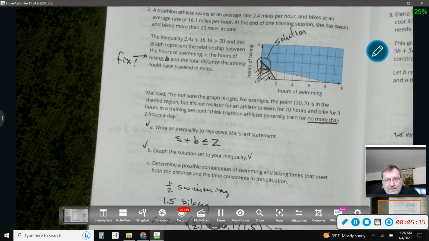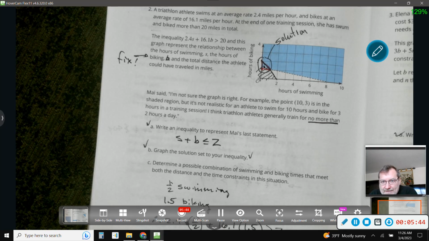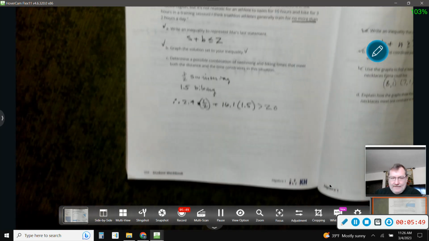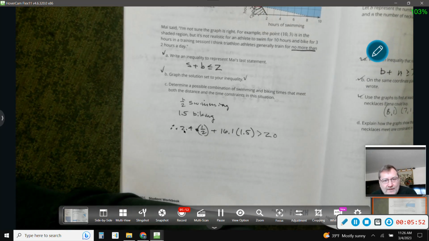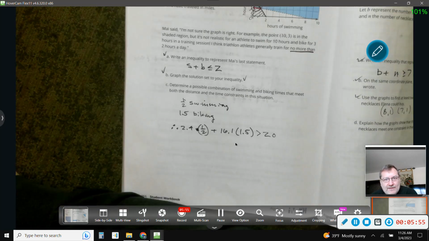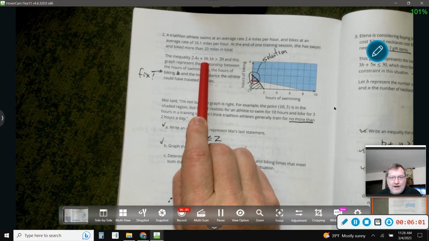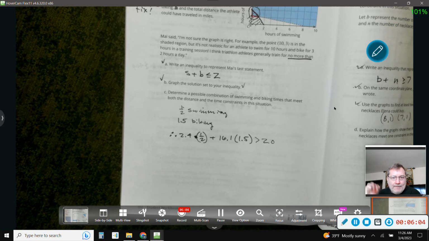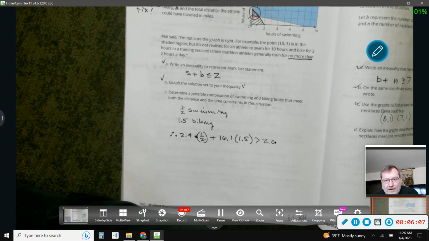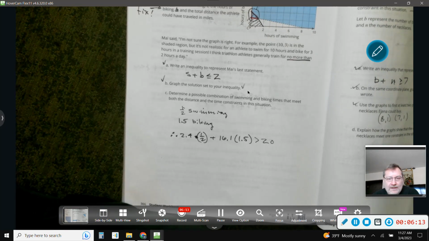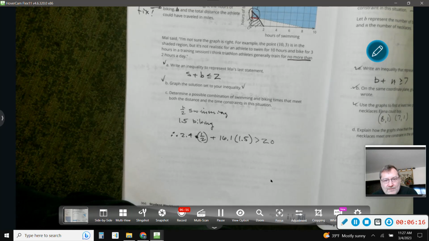So I'm thinking in this little area, it looks like about 1/2 hour for swimming and 1.5 hours of biking, and that should put you in right about here. All right, so that should work. And if you actually put that in through here, 2.4 times 1/2, you're taking the equation that you have up here and putting in (1/2, 1.5). If you put that in, you do come up with greater than 20, right? Which is what they want you to come up with per that top inequality. So here's the possibles.